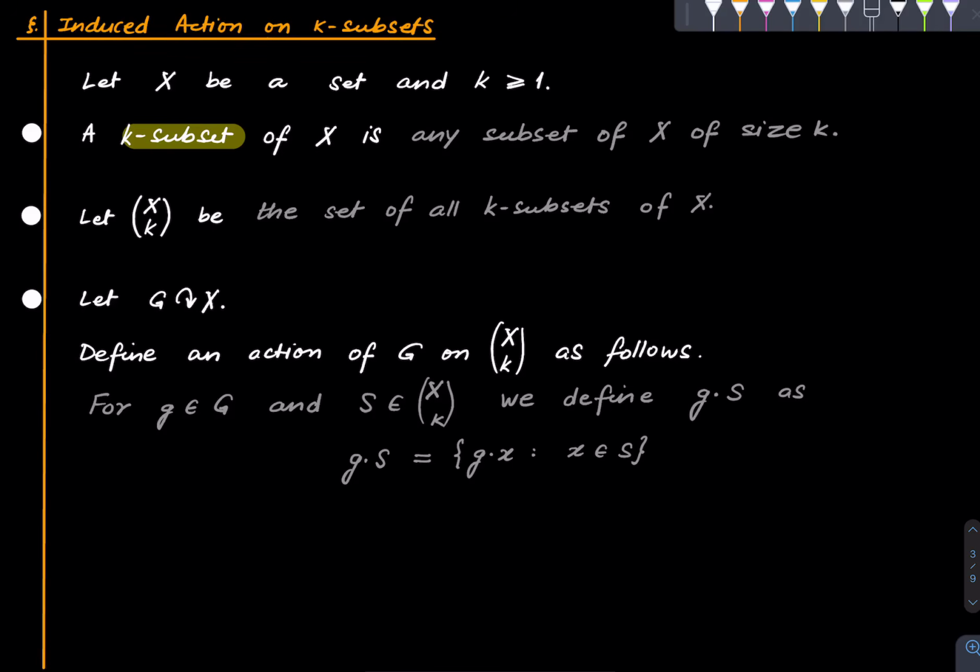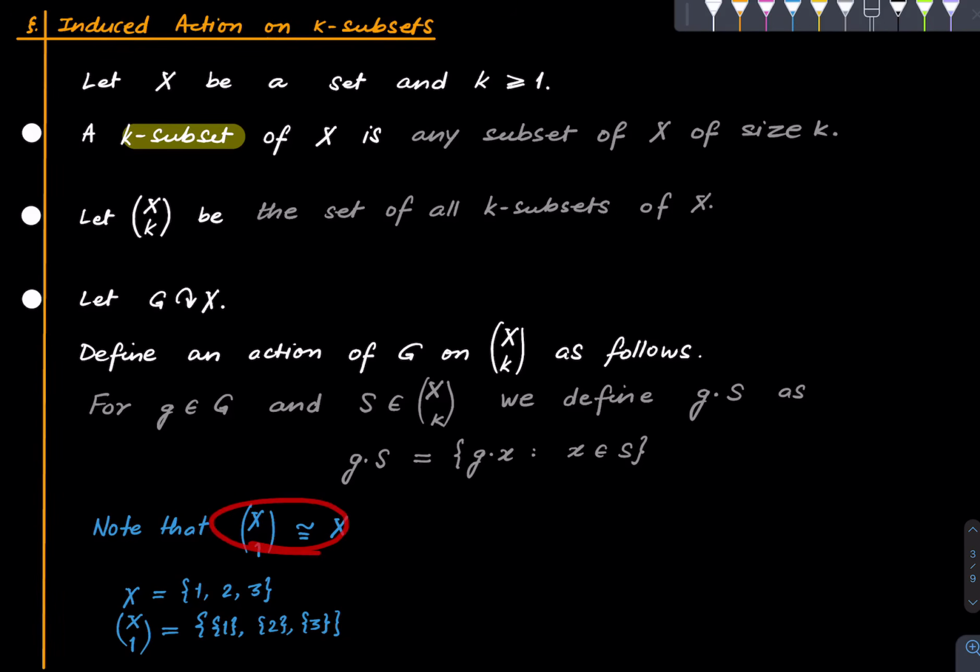So I wanted to note that X choose 1, meaning the set of all the 1-subsets of X, is essentially X. One slight difference is the following. Suppose X were equal to, let's say, {1, 2, 3}. What is X choose 1? The set of all the 1-subsets of X. So that is actually this set. It's only artificially different from the set X.